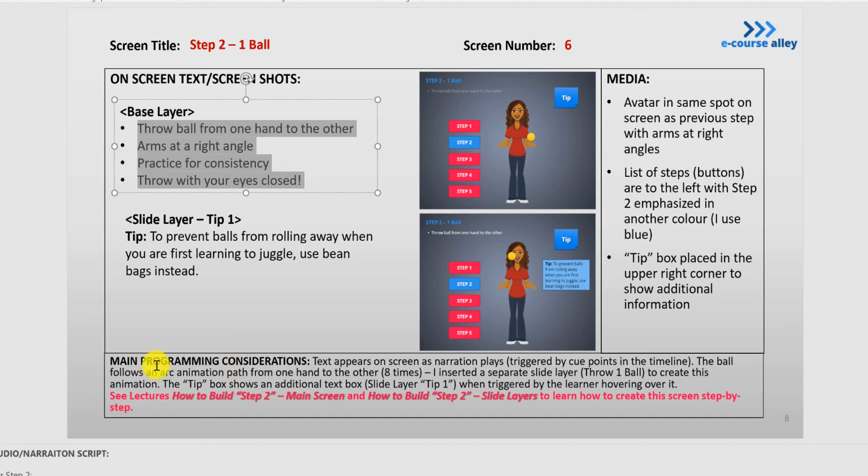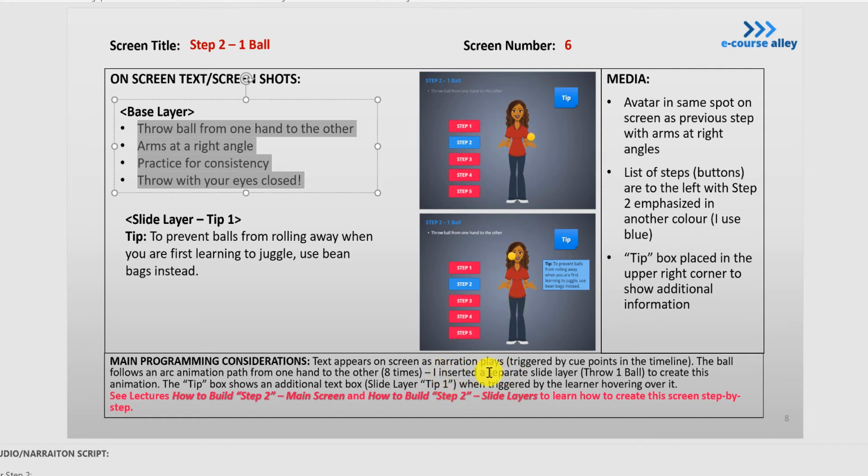So let's just review these programming considerations here. The text will appear on screen as the narration plays, which will be triggered by cue points in the timeline. The ball will follow an arc animation path from one hand to the other 8 times. So we're going to show it going from one hand to the other because this step is focusing on juggling with one ball, so just basically throwing it from one hand to the other.